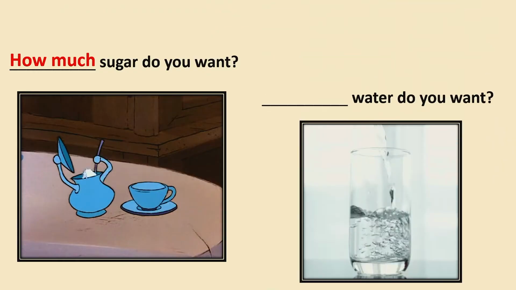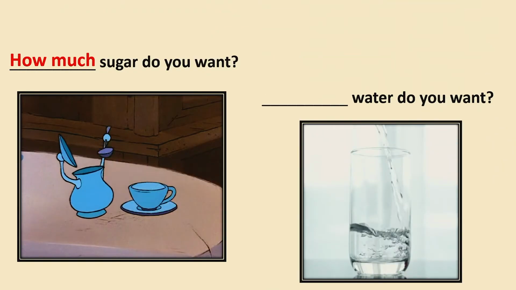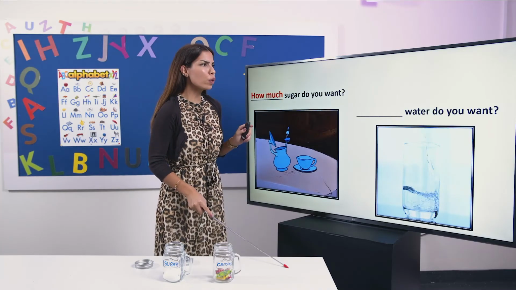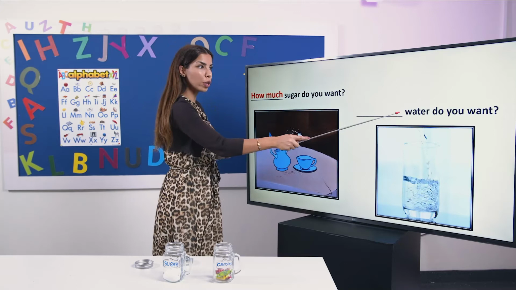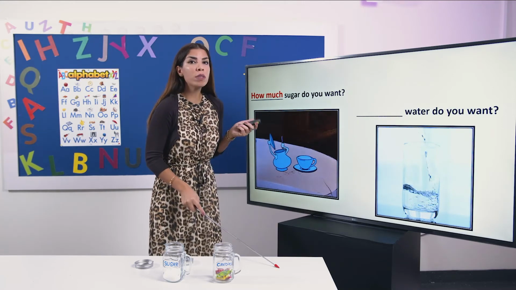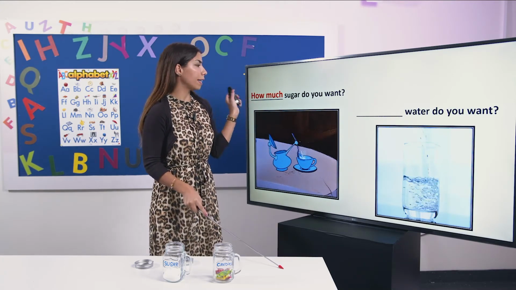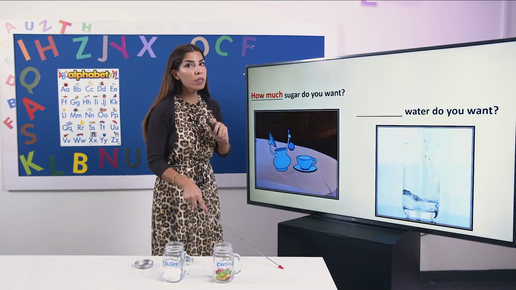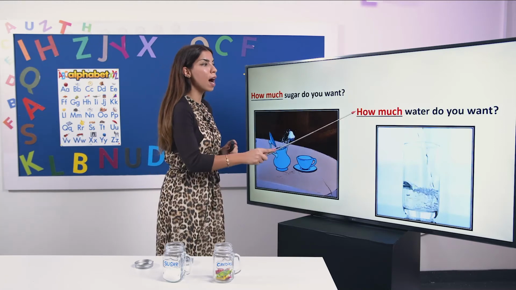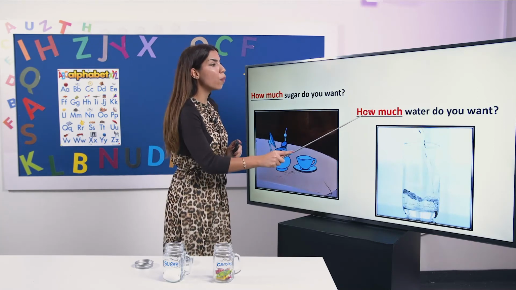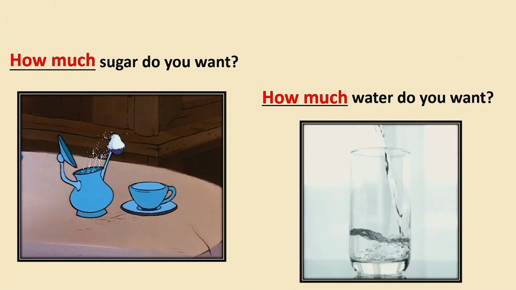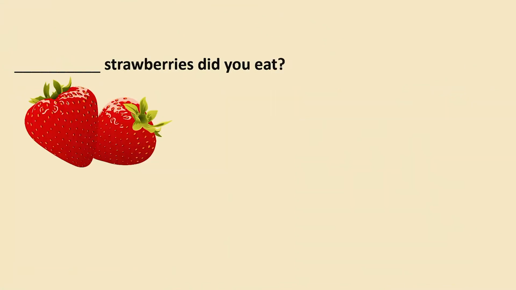Let us now look at another example. What do we have in this picture? Yes, water. So, water is also an uncountable noun. And as we said, when I want to ask about the quantity of an uncountable noun, we should use how much. How much water do you want? Okay? Great.